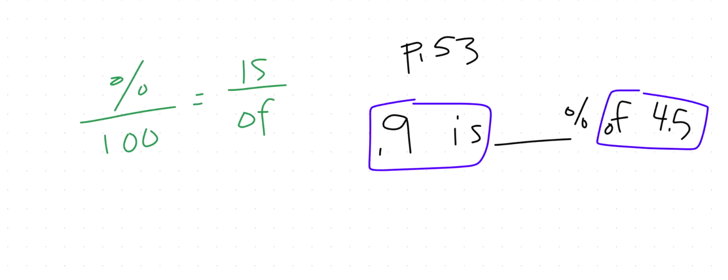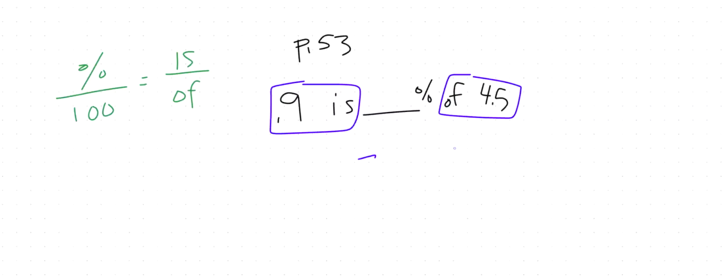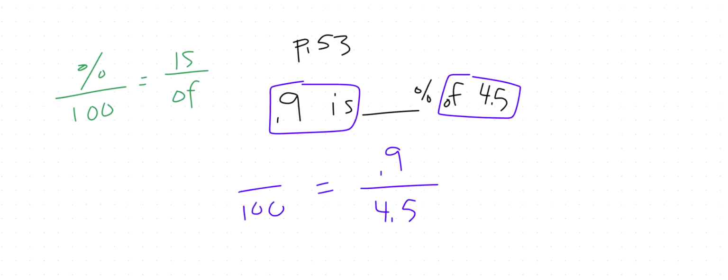Let's make some more space on the board. So my is number over my of number is equal to something out of 100. And let's just pause there and make sure we understand why this is. The relationship between 0.9 and 4.5, which by the way is the same as 9 and 45. If you want to make this easier, just remove the decimal points, because what we're doing is multiplying them both by 10. If you move it over on the top and the bottom, then you just have 9 and 45, right? Then we don't have to worry about the decimal points.